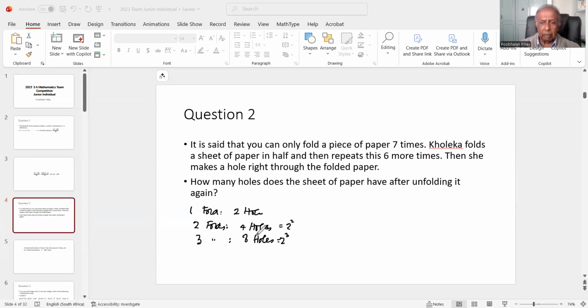All right, so you can see that the number of holes depends on the number of folds. So here she does this and repeats this 6 more times. In other words, she makes 7 folds. And you want to know how many holes there are. And as we saw, there's a pattern. It's 2 to the power of 7 holes. And that is 128. Okay, that's the number of holes in the single piece of paper.